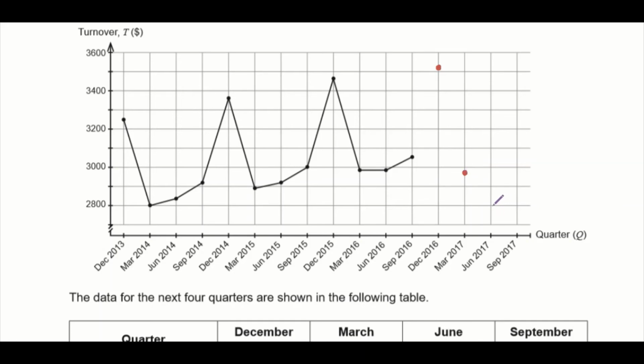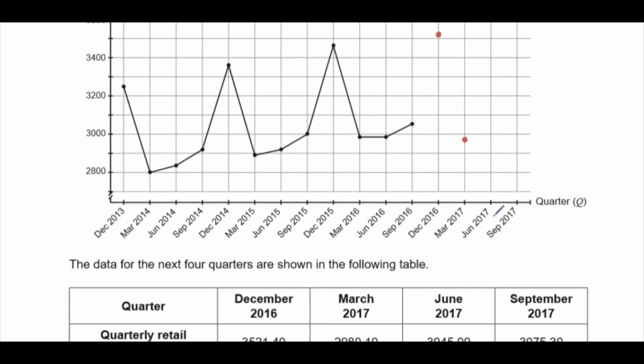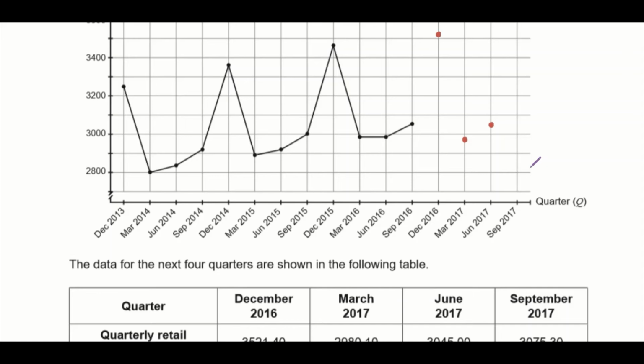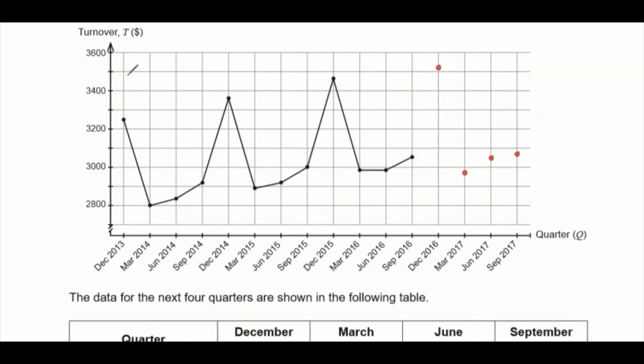Okay, then after that, move on to the next one. We have 3,045. So it's slightly lower than half, but it should be in the middle. Then after that, the last one, September. So 3075. So it will be higher than the previous one. Okay, so remember to plot your line after this. So just connect the points together. All right.